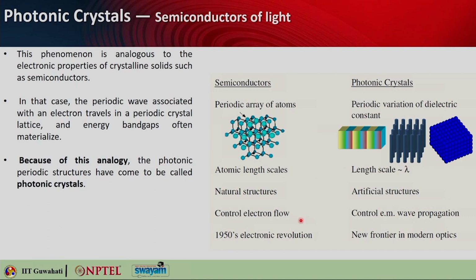Now, semiconductors allow you to control the electron flow, whereas photonic crystals allow you to control the flow of light. And in 1950, semiconductors revolutionized electronics. As you know, we now have the whole electronics industry based on semiconductors. Photonic crystals are relatively new, and they are the new frontiers in modern optics.